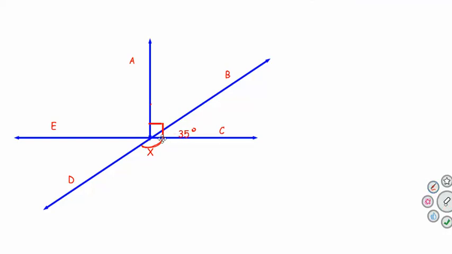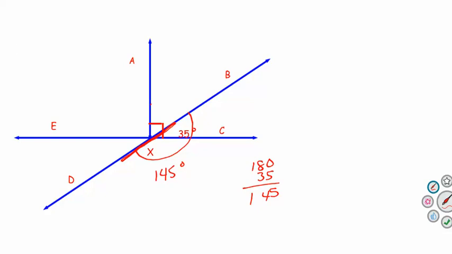All right, so for me, I see a straight line here. That means that straight line from here all the way to here has to add up to 180 degrees. So 180 minus the 35 already given. So that means angle X has to be 145 degrees, okay? Now, you could have figured it out some other ways, but let's just go with that, okay?